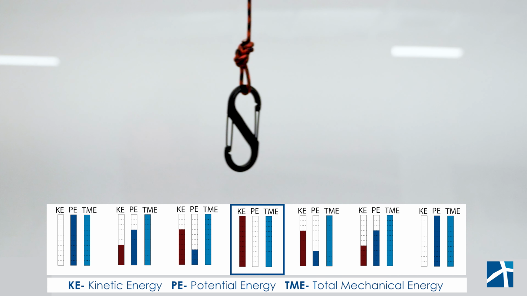At the lowest point, the kinetic energy is at its maximum. Notice that the total energy is now equal to the kinetic energy. This occurs at the central point where the pendulum has the greatest velocity.